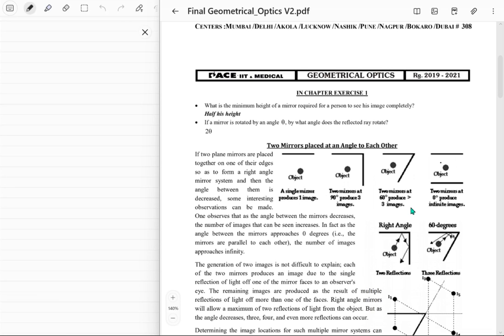Okay, so let's start. In chapter exercise one, what is the minimum height of the mirror required for a person to see his image? Why did they give us the answer? I don't know. Isn't it supposed to be okay?